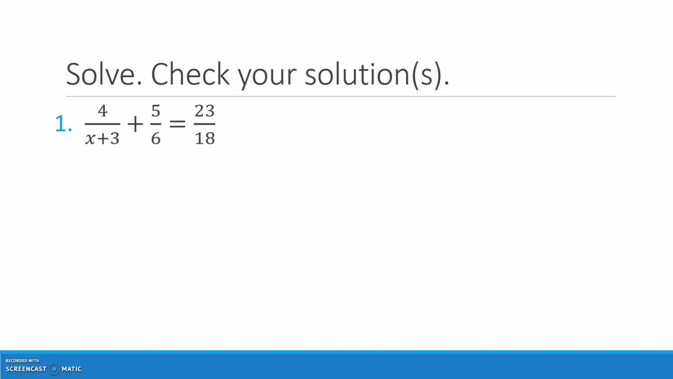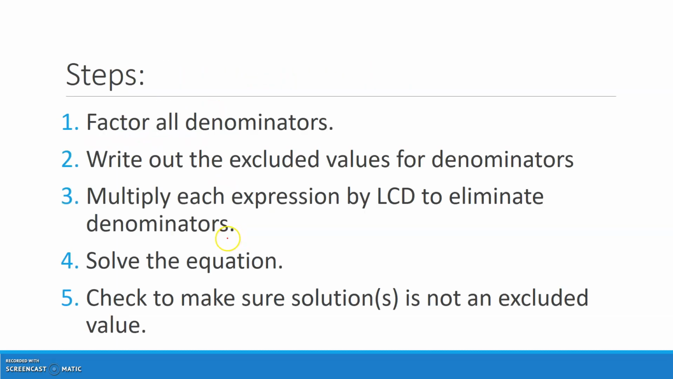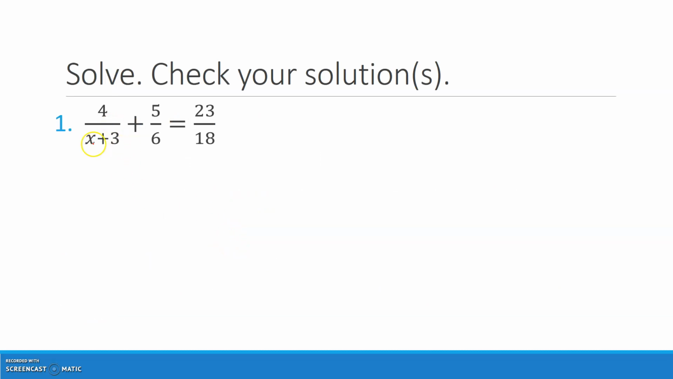So here is our first example. I have 3 fractions. The first, 4 over x plus 3 plus 5 over 6 is equal to 23 over 18. So if you look at this, first step is factor all denominators. X plus 3 is prime. 6 can be 2 times 3. 18 is 2 times 9, and 9 is 3 times 3. So there are all of the denominators factored.